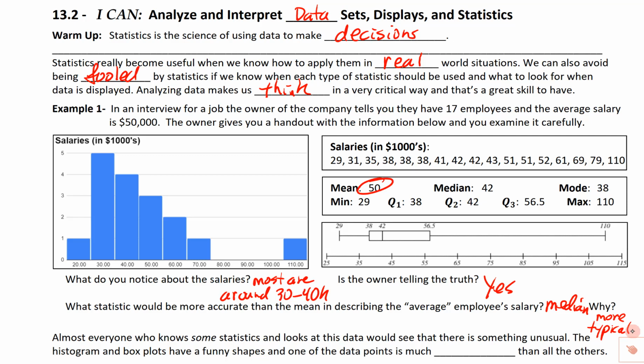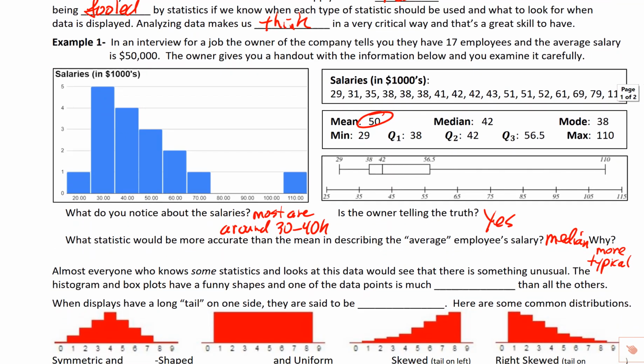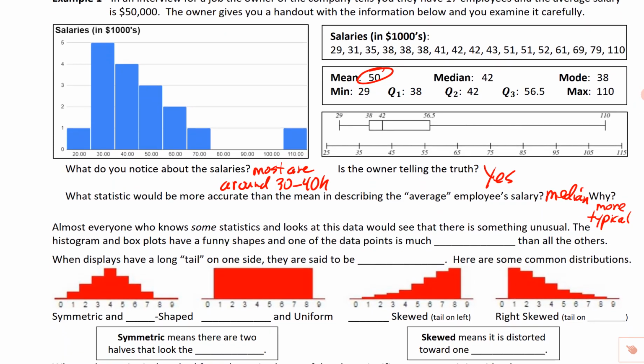So I'm going to slide down here and let's talk about this display. Now, nearly anybody who looks at this data and sees how this is displayed would know that there's something a little bit unusual about this. And what most anybody looking at this would notice is this is kind of a funny shape right here for both the histogram and for the box plot. And there's one data point that is much, much bigger than all of the others.